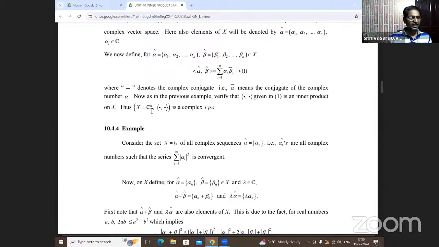Students, listen carefully. The field of the elements is complex. From the beginning of online classes, before the introduction of functional analysis, overall the field of real numbers is called real space, or simply Euclidean space. The field of complex numbers is called complex space, or complex inner product space.